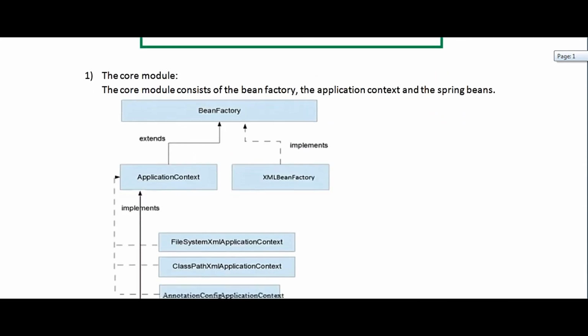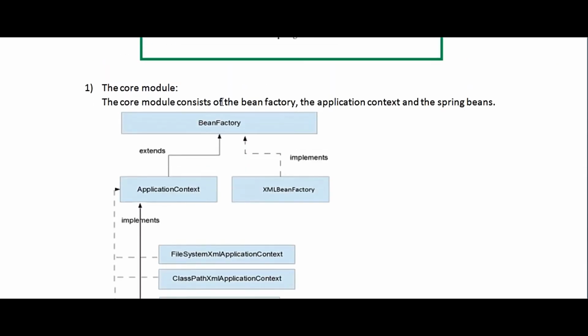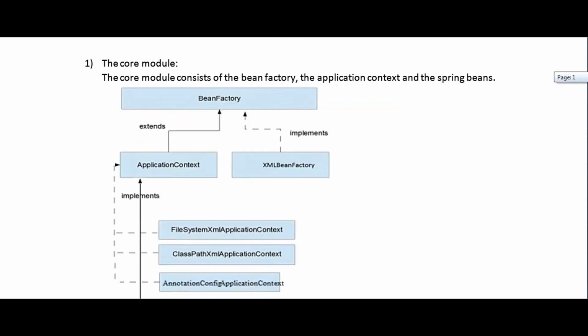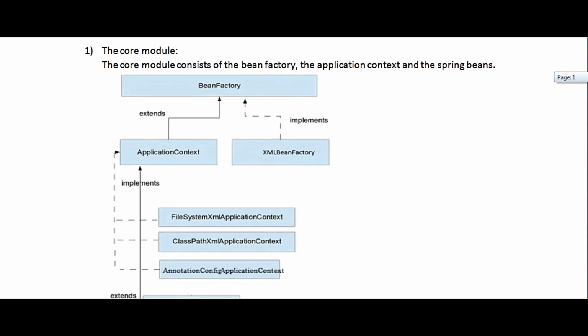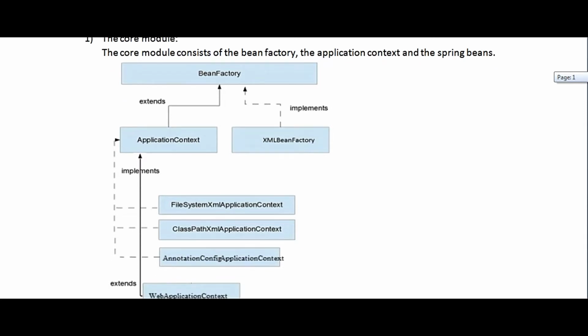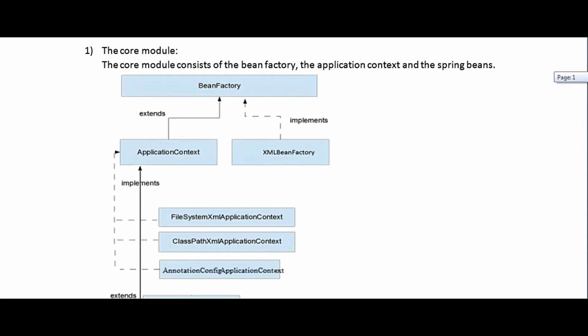First we have the core module. The core module consists of the bean factory, the application context, and the Spring beans. It provides us a container for holding our objects or beans, for maintaining the life cycle of the beans, and for maintaining the relations between various objects present inside our application. The architecture looks something like this.